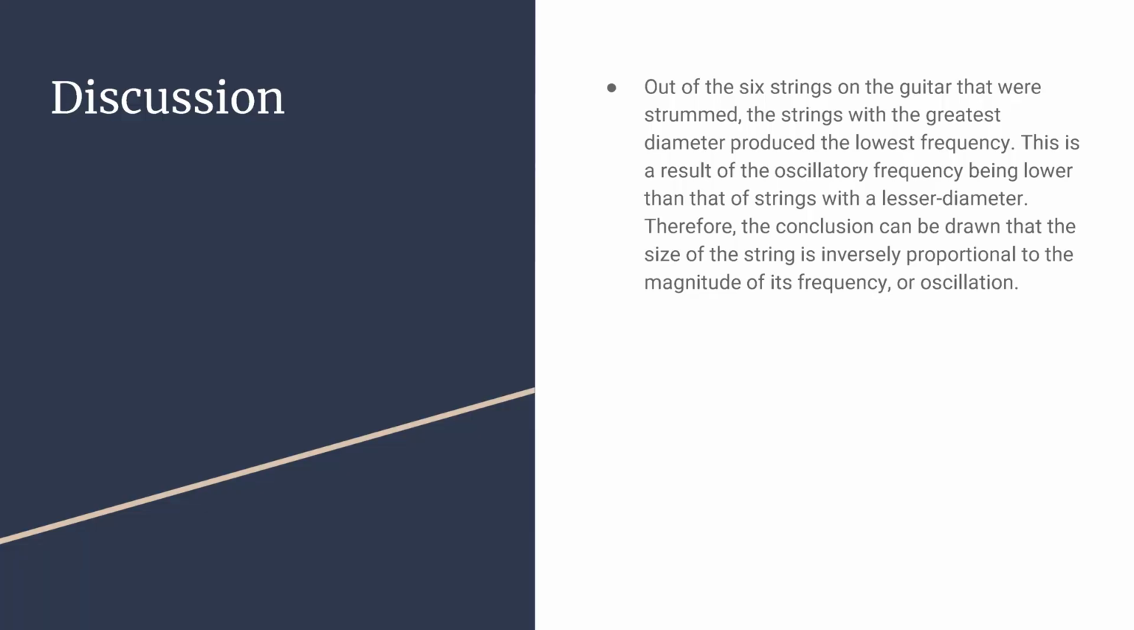In conclusion, out of the 6 strings on the guitar that were strummed, the strings with the greatest diameter produced the lowest frequency. This is a result of the oscillatory frequency being lower than that of the strings with a lesser diameter. Therefore, the conclusion that can be drawn is that the size of the string is inversely proportional to the magnitude of its frequency or oscillation.